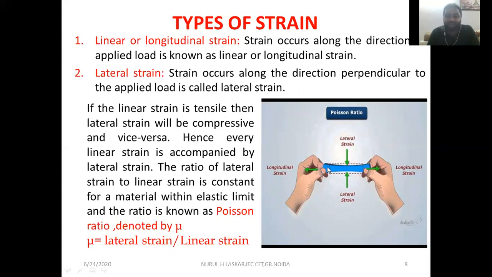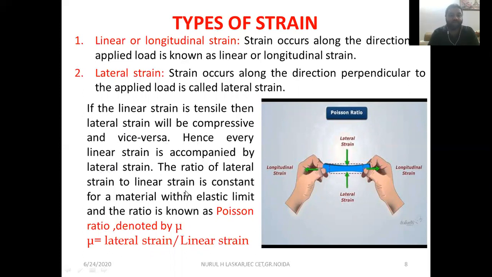But in that case, linear strain will be compressive and lateral strain will be tensile. So that depends on the type of force. If the linear strain is tensile, then lateral strain will be compressive, and vice versa. Hence, every linear strain is accompanied by a lateral strain.